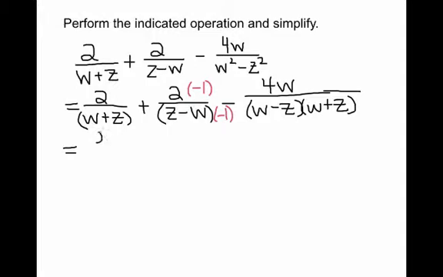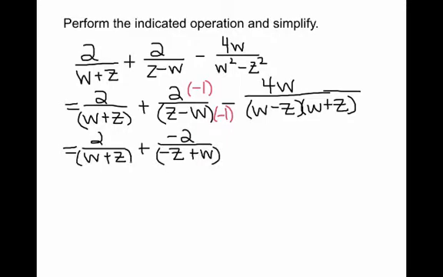This is going to give us 2 divided by w plus z, plus -2 divided by -z plus w, what we get when we distribute the -1, minus 4w divided by w minus z times w plus z.